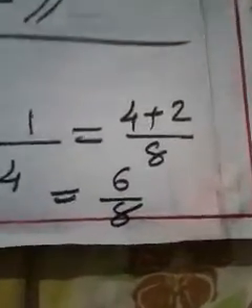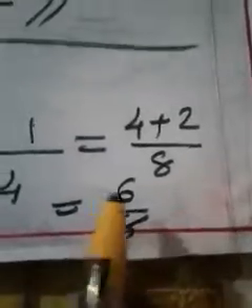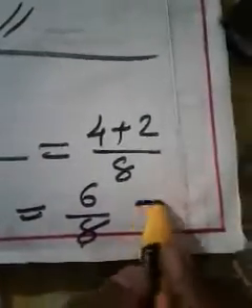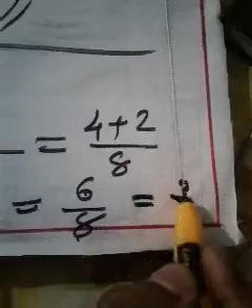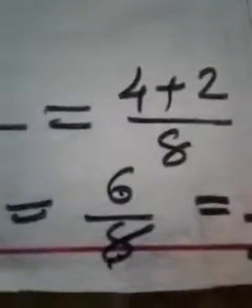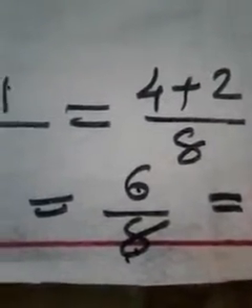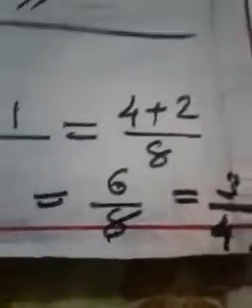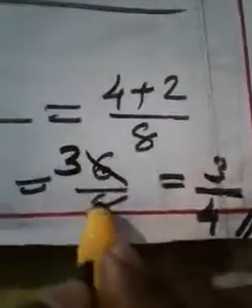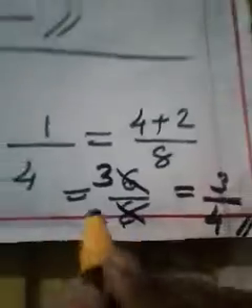Can you reduce 6 by 8? Yes, of course. Which is the common factor for 6 and 8? 2. So in 6, how many 2s are there? Sorry, 3. In 8, how many 2s are there? 4. You may have understood. 2 is a common factor. In 6, how many 2s are there? 3. In 8, how many 2s are there? 4. So the answer is 3 by 4.